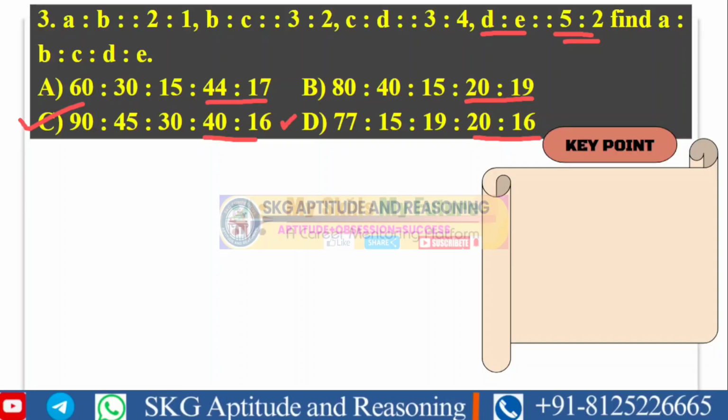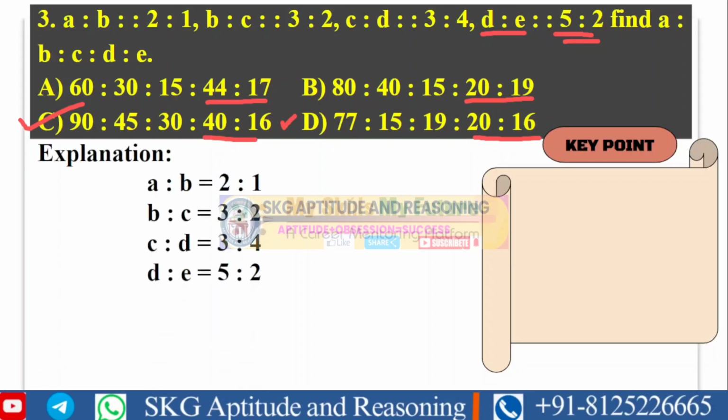All you need to do is practice a larger number of questions in order to solve like this. So let us see method one of the approach. In method one, in order to get the value of A, you need to multiply all the first line values, 2 into 3 into 3 into 5. To get the value of B, multiply 1 into 3 into 3 into 5. To get the value of C, 1 into 2 into 3 into 5. To get the value of D, 1 into 2 into 4 into 5. To get the value of E, 1 into 2 into 4 into 5.